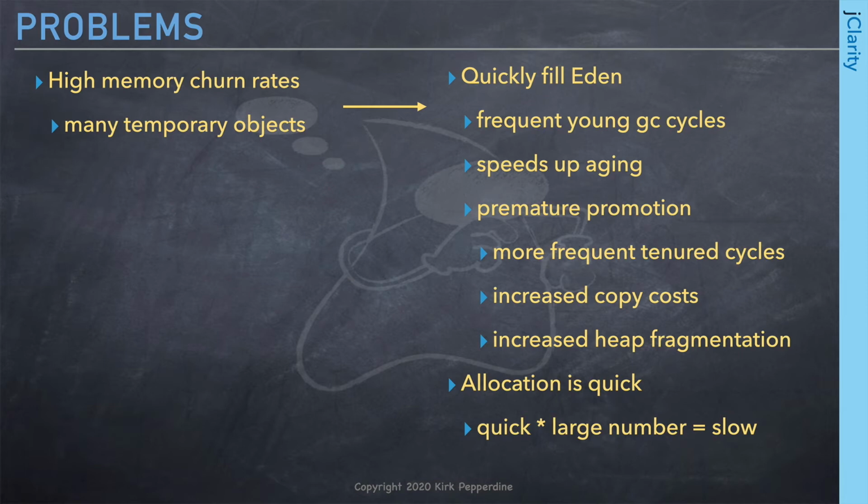This is known as premature promotion. And with lots of premature promotion, well, guess what? You fill up tenured faster, so you get more frequent collections of tenured, and increased copy costs, increased heap fragmentation, and so on and so forth. So you can see that having all this temporary data end up in tenured space is really not a good thing to do. And again, allocation is quick, but quick times a large number equals slow, and you can see there are these other after effects that this is responsible for.